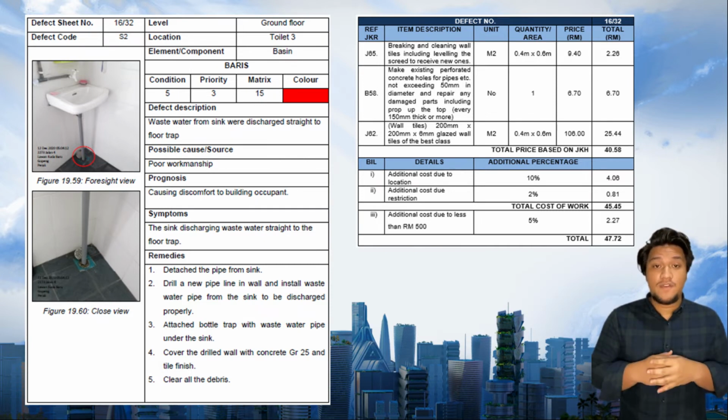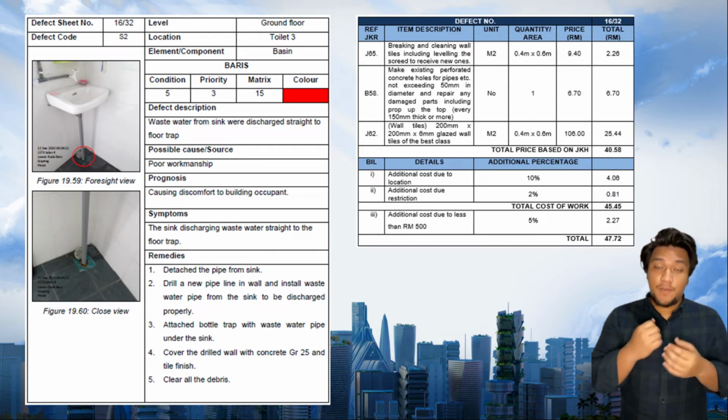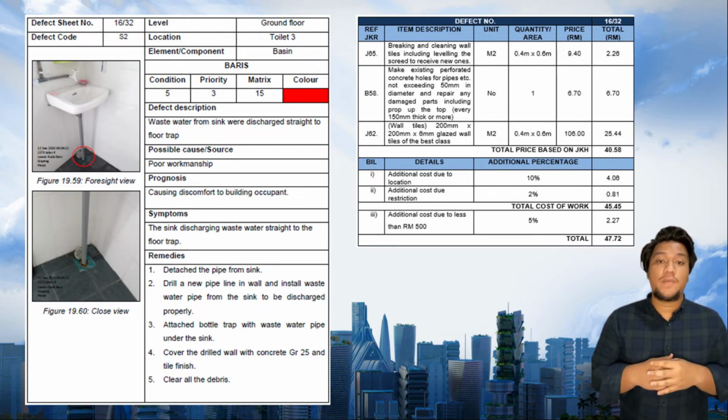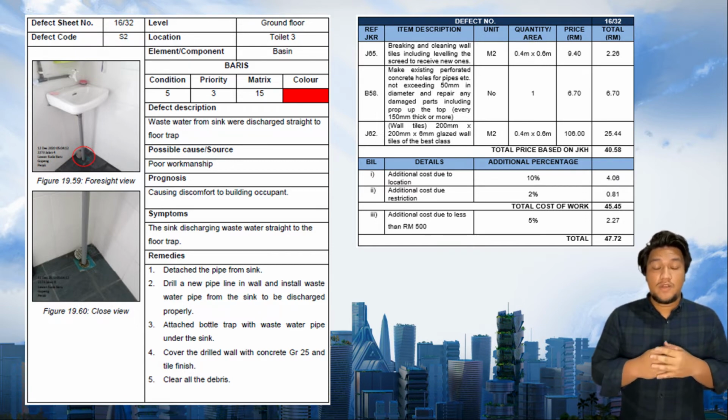The remedies of this defect: detach the pipe from the sink and then drill a new pipeline in wall and install wastewater pipe from the sink to be discharged properly. After that, attach bottle trap with wastewater pipe under the sink. Then cover the drilled wall with concrete grade 25 and tile finishes. Lastly, clear all the debris. The total cost for this defect is RM47.72. So I think Hanani will explain to you guys the last services defects.